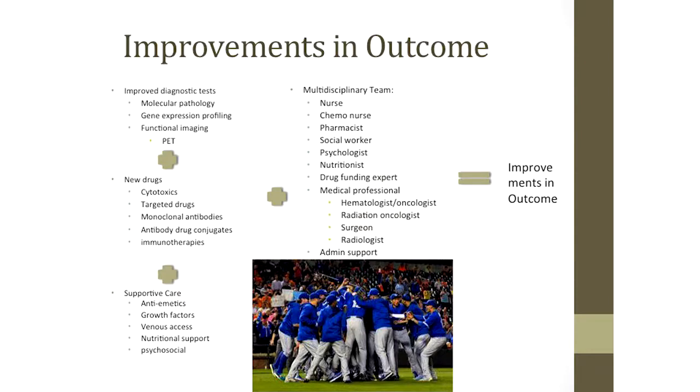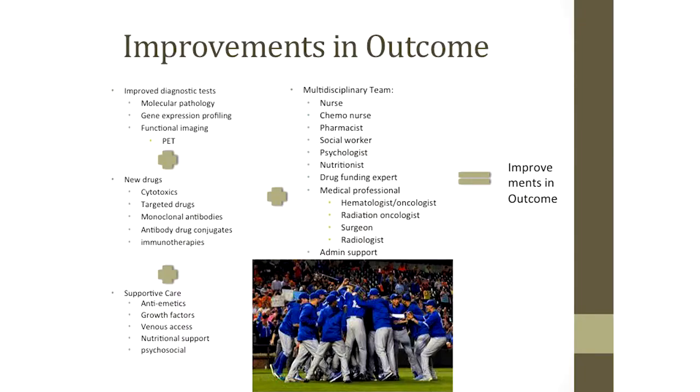And then another very important part is the multidisciplinary team. It's no one person, it's a whole team, and this is the type of team that has evolved in most major cancer centers across North America and Europe. It's putting together various types of professionals: nurses, chemo nurses, social workers, pharmacists, psychologists, nutritionists, and physicians. Even among the physicians, we have medical oncologists, hematologists, radiation oncologists, surgeons, and even the radiologist who helps us very much with interpretation of the many x-rays that we get on patients with lymphoma.